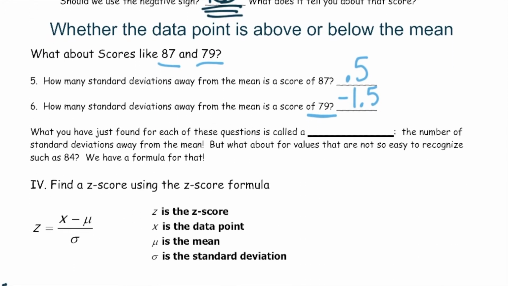Now what we've been calculating is called a z-score. So z-scores are exactly the number of standard deviations away from the mean. If they're negative, it's below the mean. If they're positive, they're above the mean.